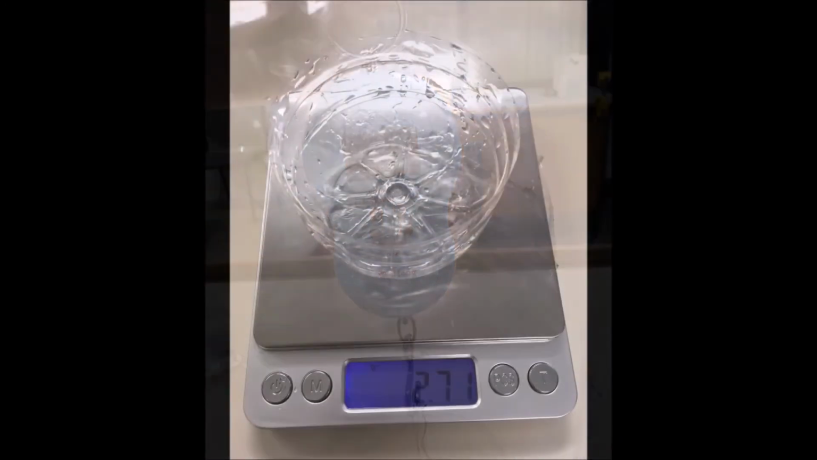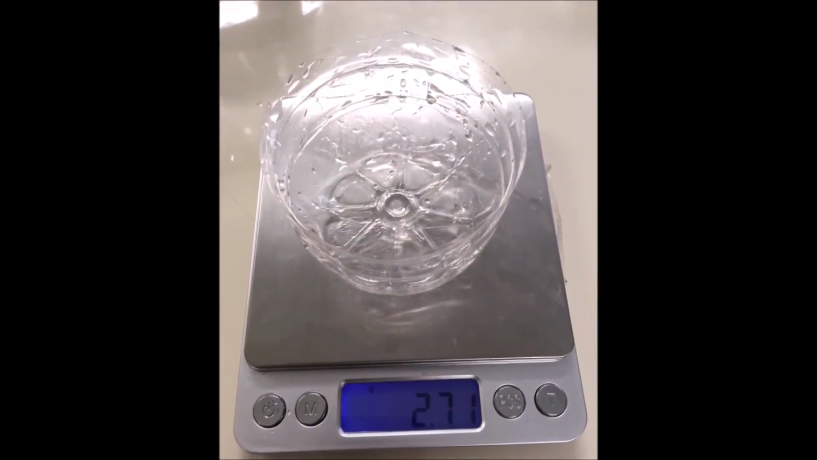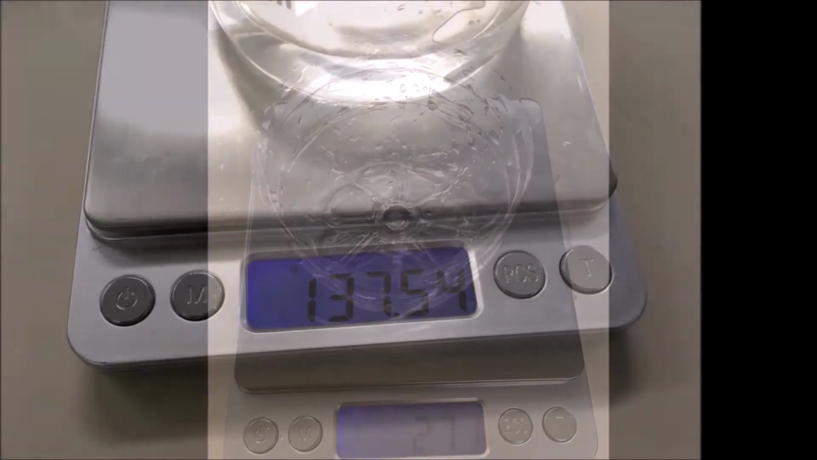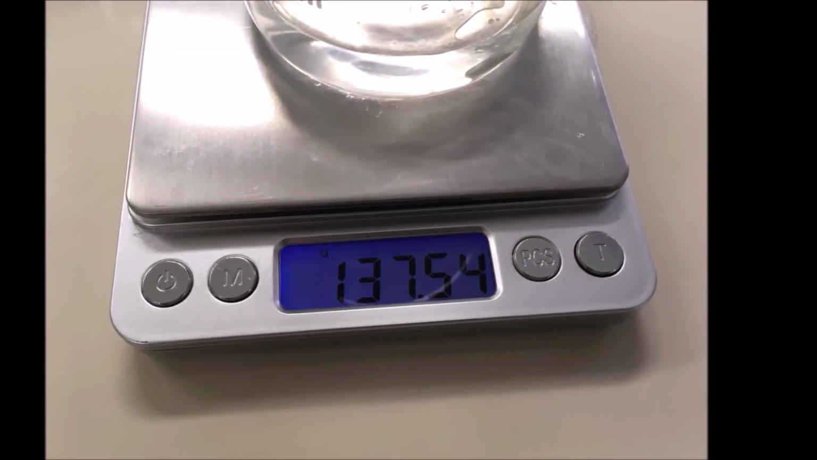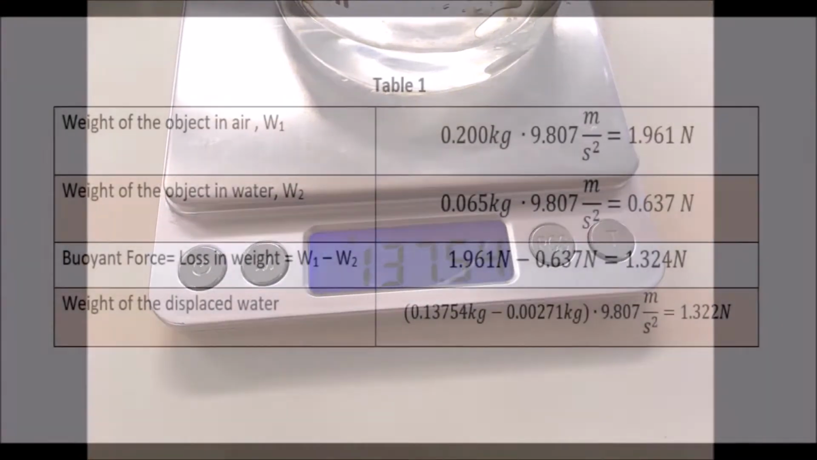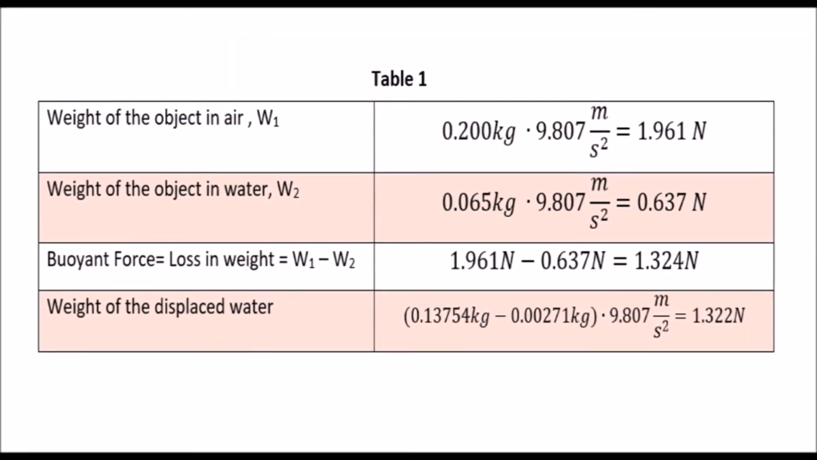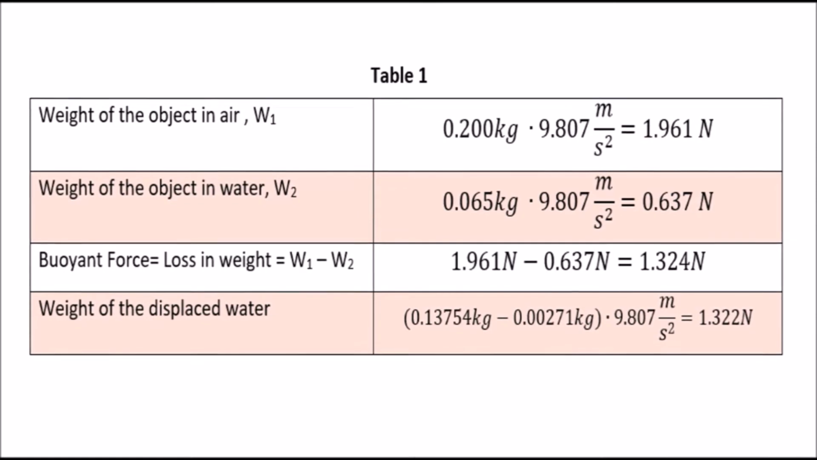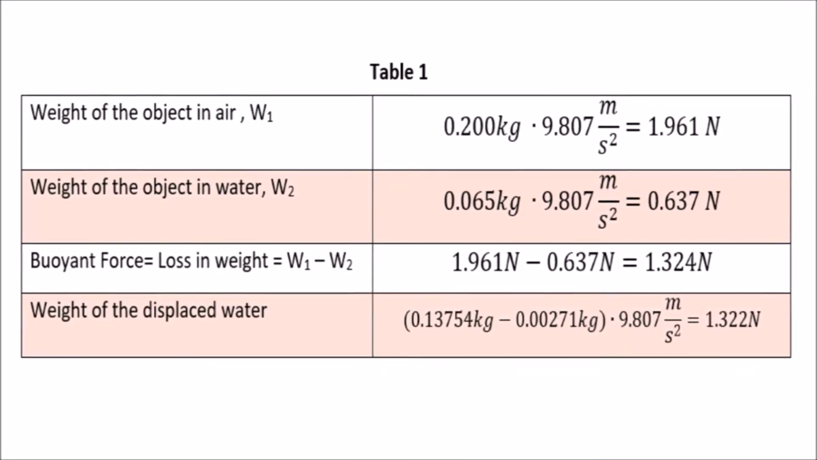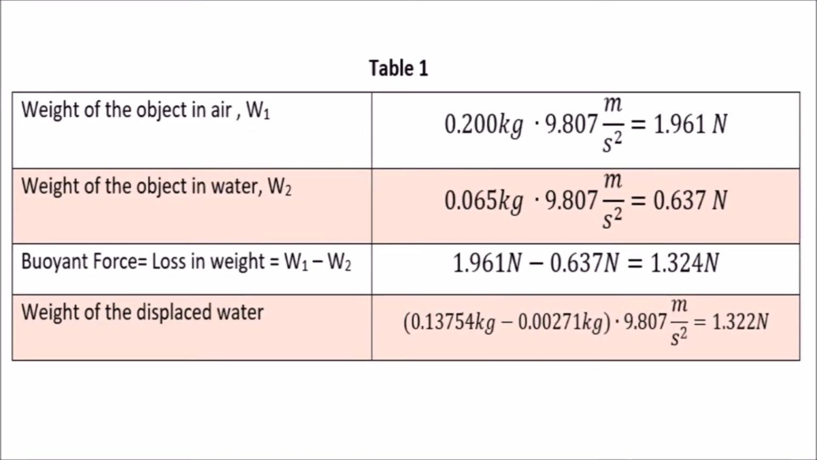After we measure the mass of the can itself, we subtract it from the mass with the displaced water and write all of our data in table 1. As we can see, as the Archimedes principle states, the loss in weight of the object or buoyant force is equal to the displaced water's weight. The little error might have occurred because of the overflow can which was made by me.